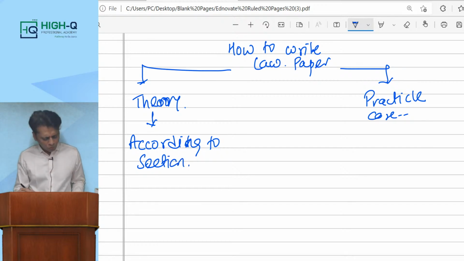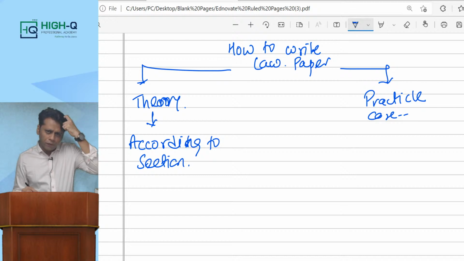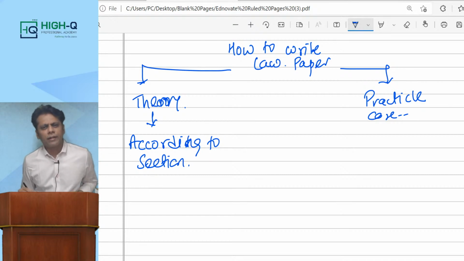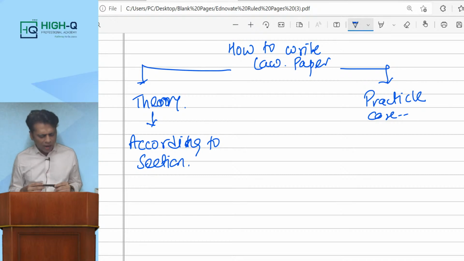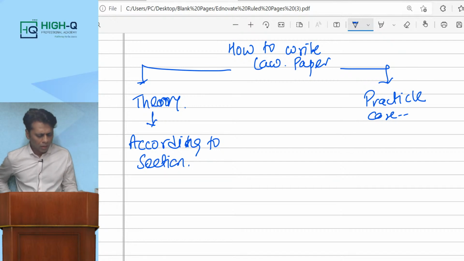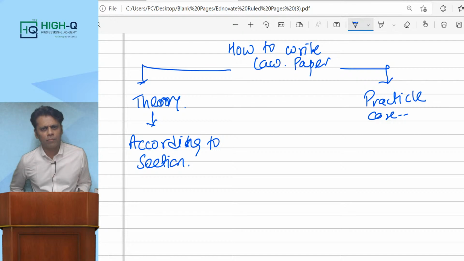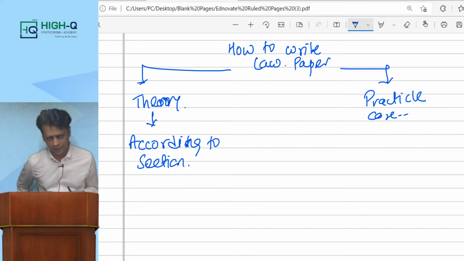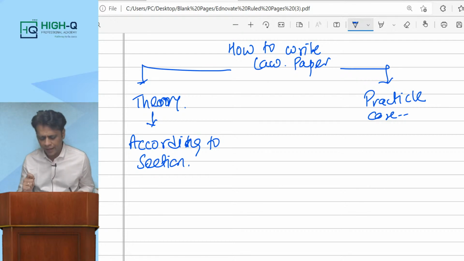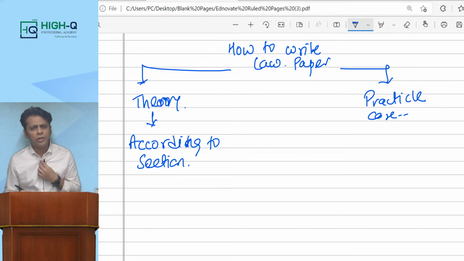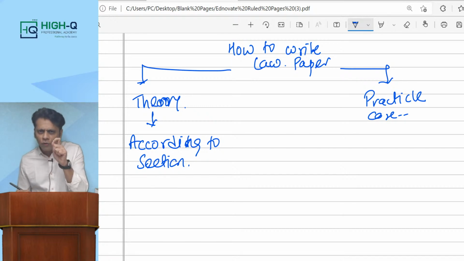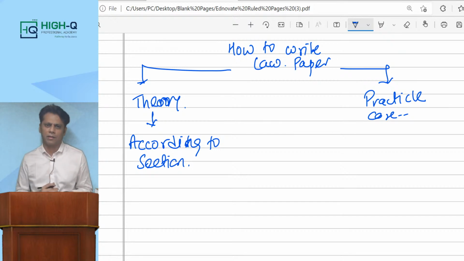One of the most important topics of the Indian Contract Act is consideration. Many times they ask this question: no consideration, no contract. Explain the statement and write down the exceptions for that. Say, for example, you have that question: no consideration, no contract, explain this. Now how will we start this? According to section 25.